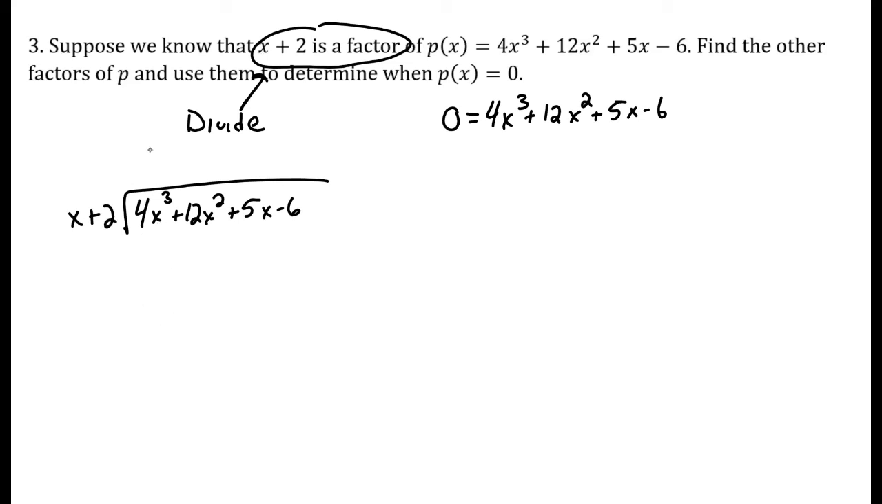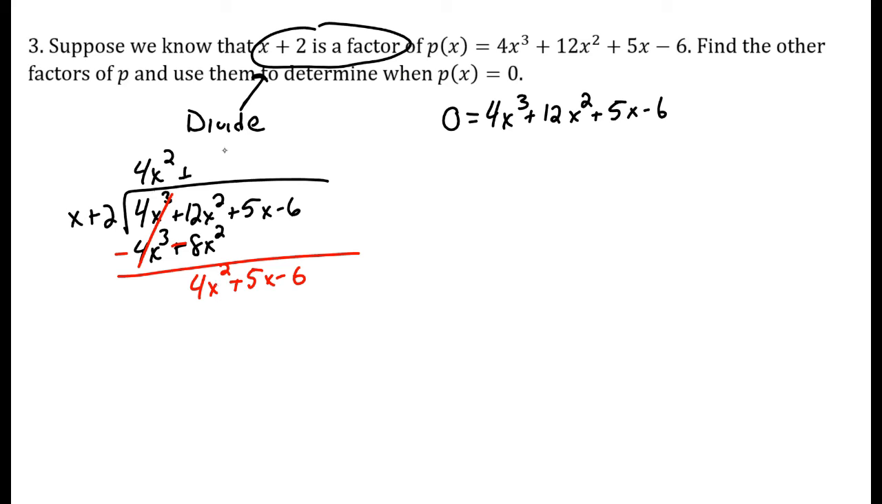I say what times x is 4x cubed? Well, 4x squared times x is 4x cubed. Distribute that through, I get plus 8x squared. Change my signs to subtract. Those add to 0. I get 4x squared plus 5x minus 6, and we start the process over again.